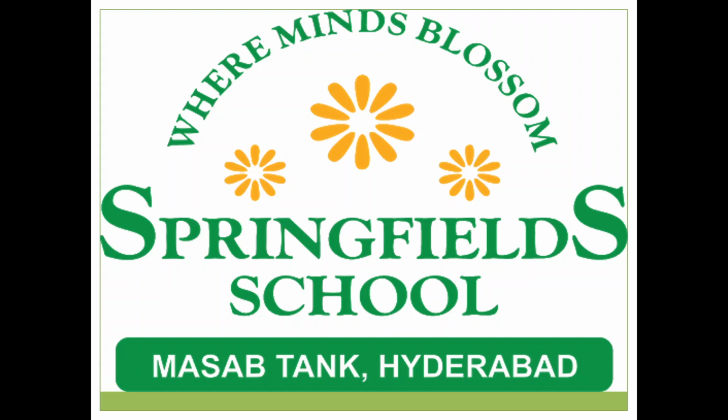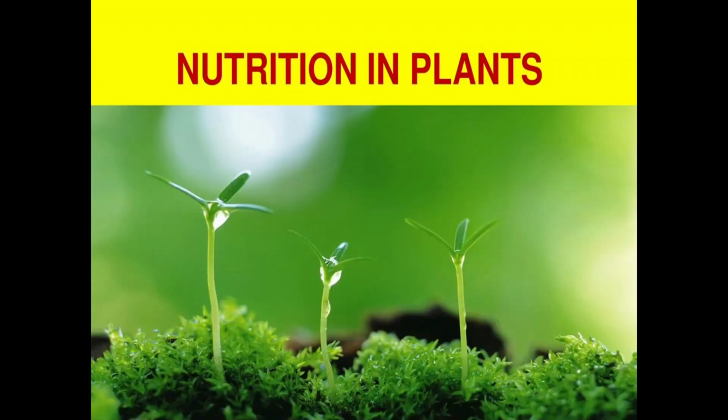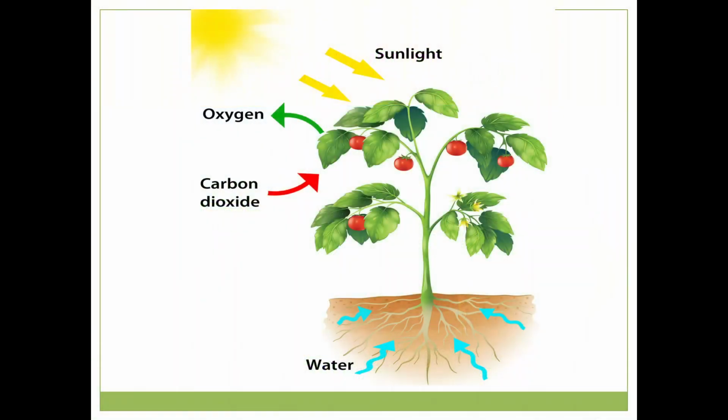Good morning, children. Let's continue with the lesson Nutrition in Plants. In the previous session, we have learned that autotrophs make their own food using water, carbon dioxide, and sunlight. Let's learn now where they get these things from.